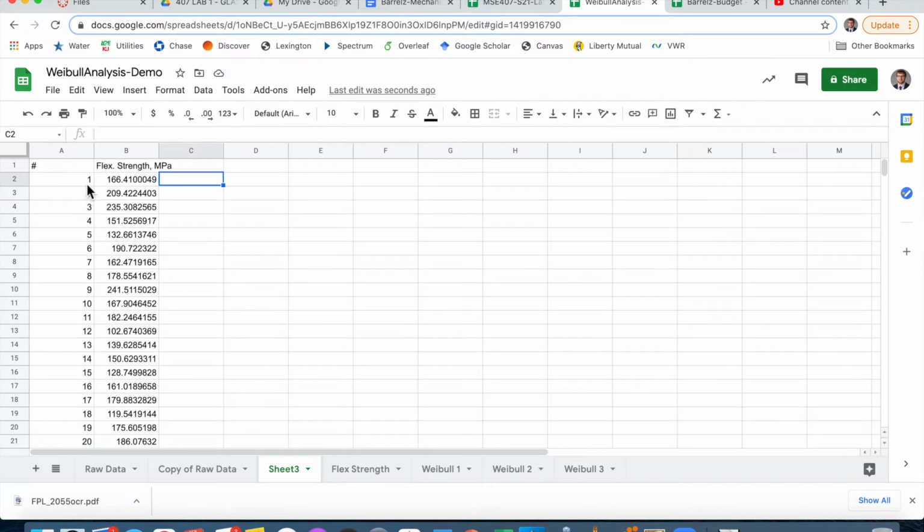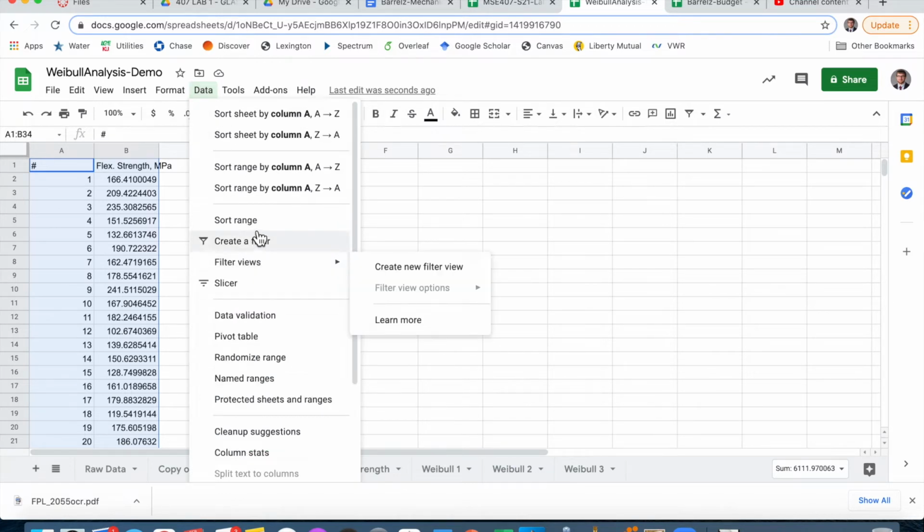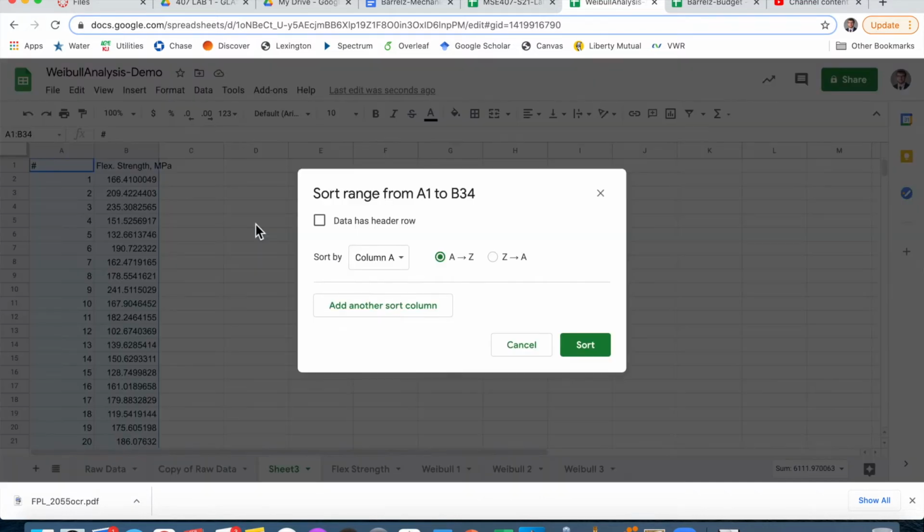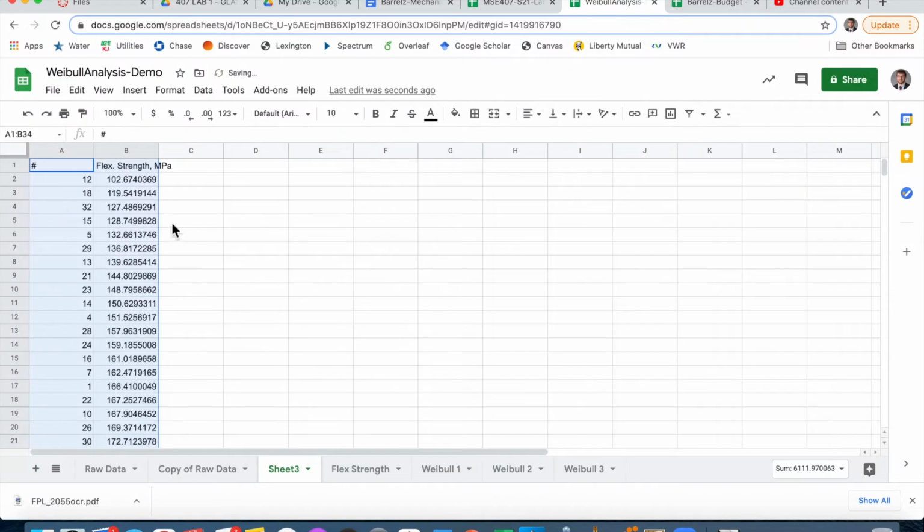And in fact, the number is not going to matter. But what I want to do is highlight this data set. And I'm going to go to data, and I'm going to sort. So you can also do this in Excel in a similar method. And I'm going to sort it by the flexural strength, which is column B, but we also have a header included. So I'm going to say data has a header row, right? And so it labels it. And then this is going to sort it from smallest to highest, which is what we want.